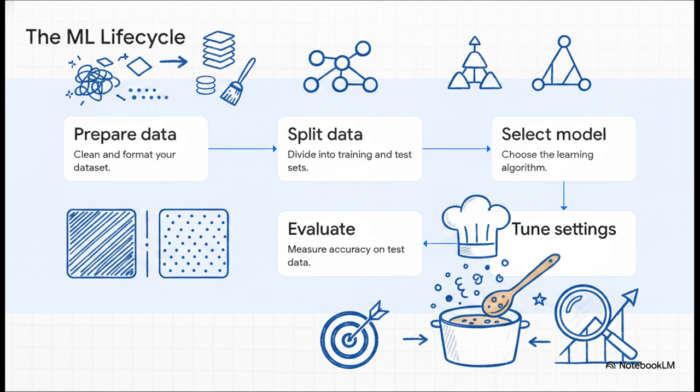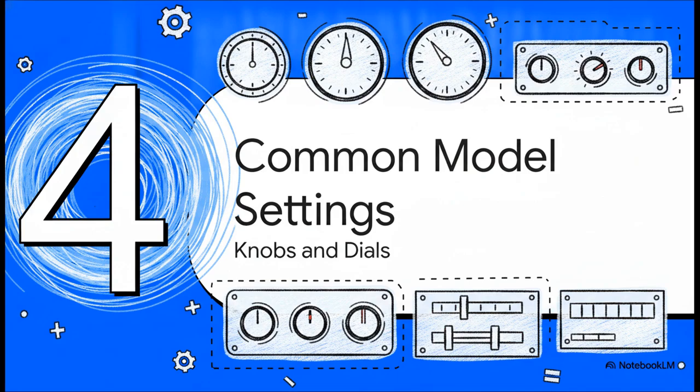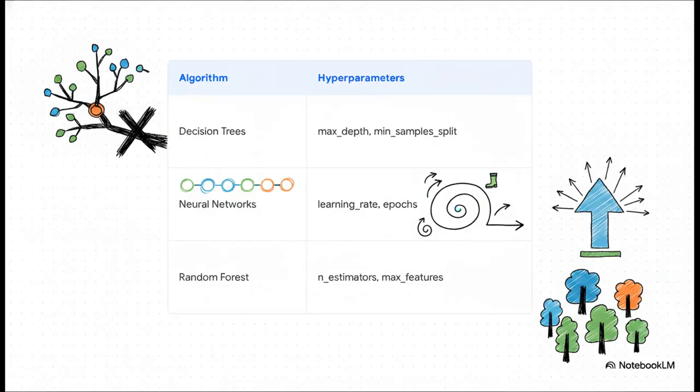Okay, Section 4, Common Model Settings. So, we understand the theory now, but what do these specific dashboard controls actually look like when we dive into different algorithms? Well, different algorithms have entirely unique hyperparameters. If you're building a decision tree, for example, you might tune the max_depth to stop the tree from growing way too many branches and overfitting.